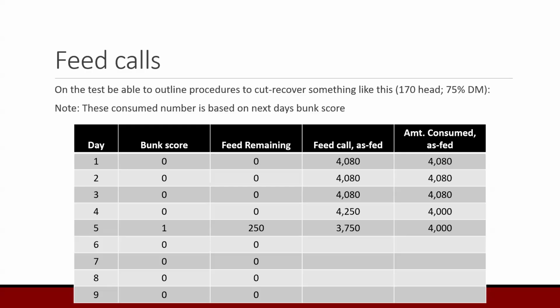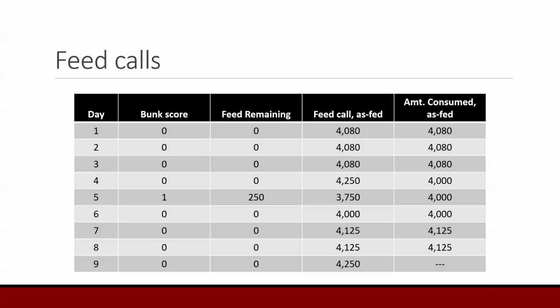All of a sudden, day 5, you have a bunk score of 1. You estimate that there's 250 pounds of feed left in the bunk. Okay. So how much did they actually consume? 250. So 4,250 minus 250 is 4,000. So your feed call for that day is to double cut. So 4,250 minus 500 is 3,750. This next day they have a bunk score of 0. So they've had another day of 4,000 pounds. Okay. So the question for the exam would be, what would you do to fill out this table? Okay. And the answer is there.